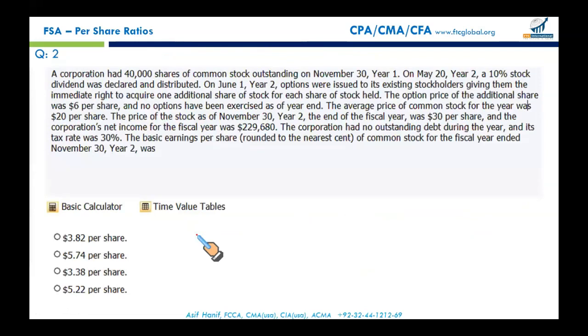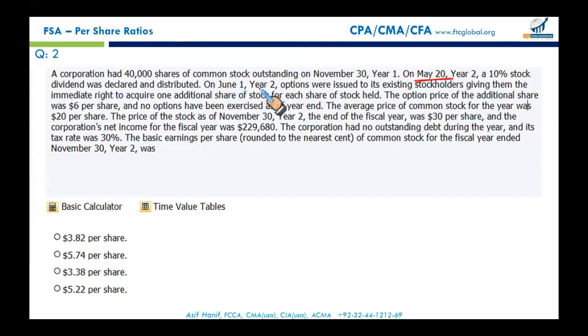Okay. A corporation had 40,000 shares of common stock outstanding on 30th November year 1. On May 20th year 2, a 10% stock dividend was declared and distributed. Stock dividends, stock splits, reverse splits are given full weight for the whole period, for the whole year, even though they might have been issued part way through the year. That's something we have learned by heart.